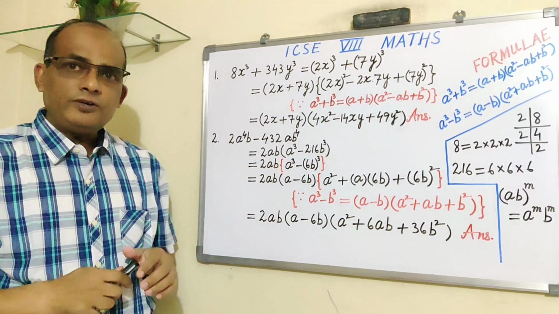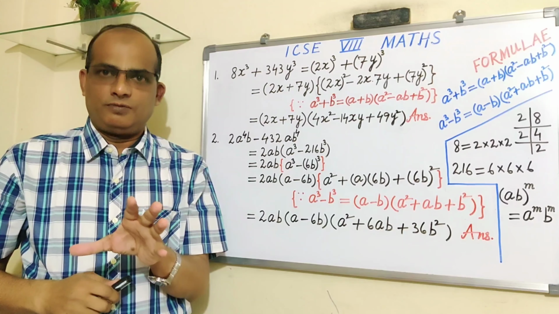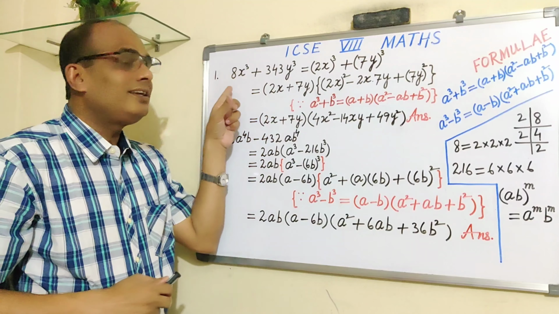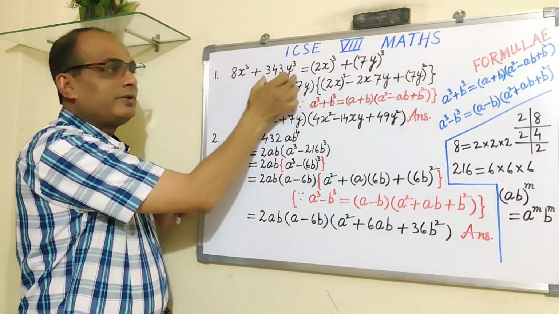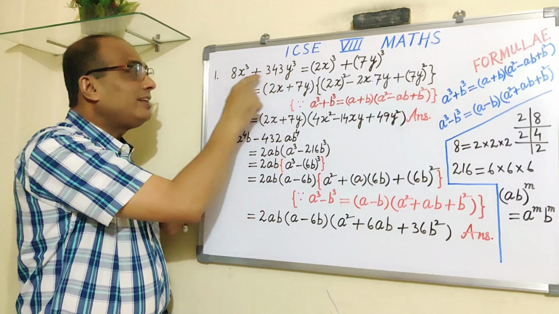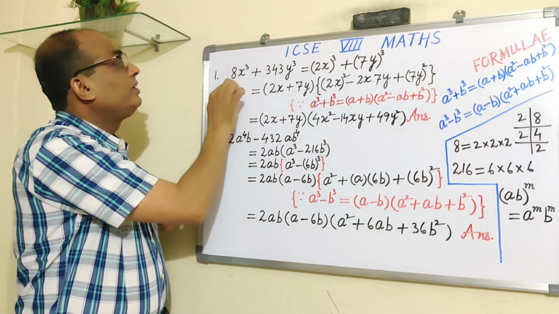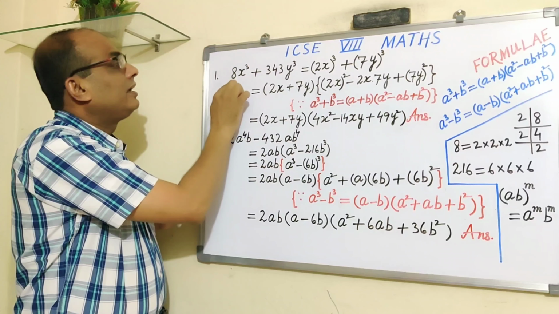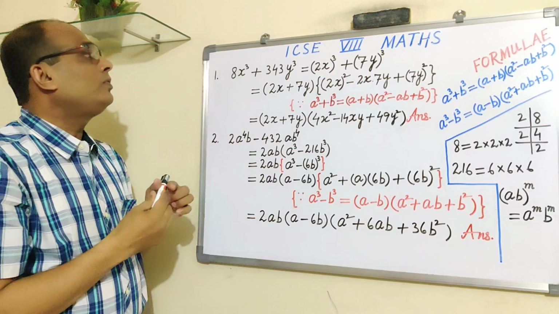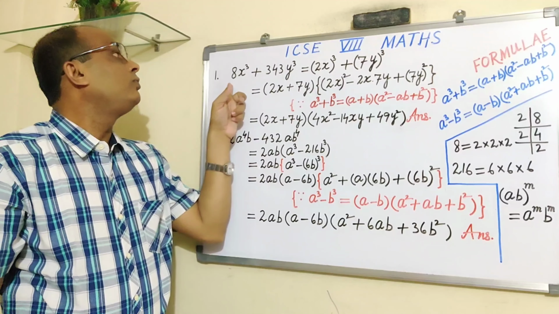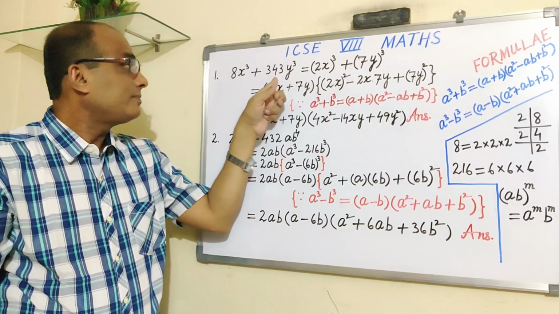First of all, the very first thing that we do is we see if anything is common. There are two terms, the first term is this, the second term is this. First of all, we see if anything is common in this. So see here, we have 8, here we have 343. Nothing is common. 2 you have here, 2 fours are 8, 2 you don't have here. 2 is not a factor of 343.